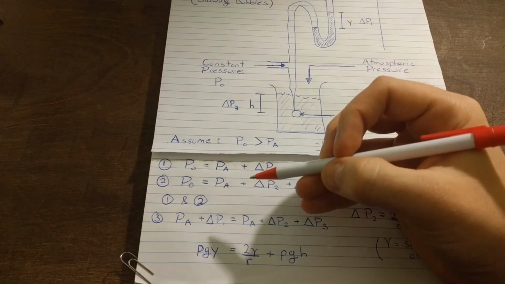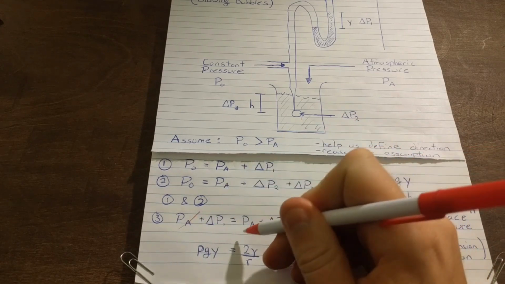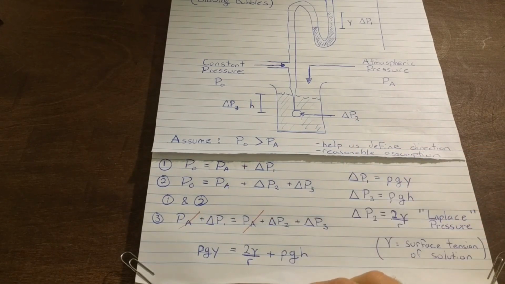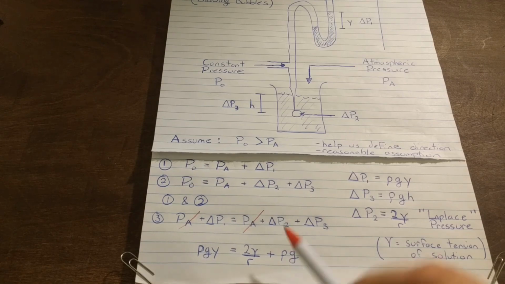By adding these two equations and seeing that atmospheric pressure cancels on both sides of the equation, we are left with a pressure equation that is independent of the room pressure and the pressure that we apply with the syringe.